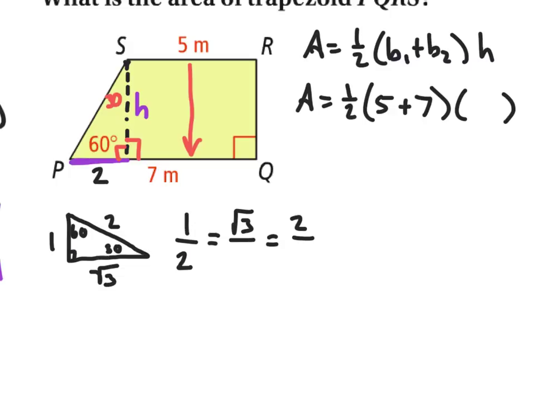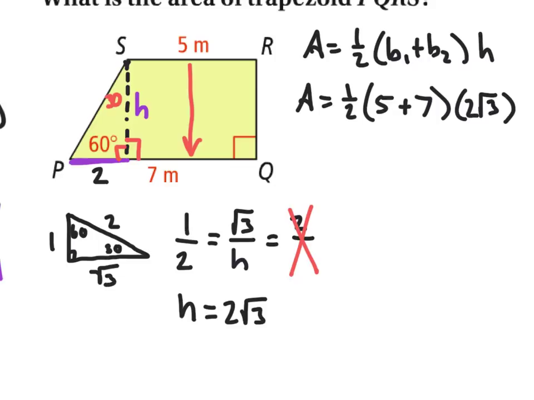That's a leg. Line segment PS is the hypotenuse of that triangle. And so therefore, I don't care about that part of my proportion because I'm not trying to find the hypotenuse. I'm trying to find the other leg. That other leg is going to be my height. So, if I cross multiply, I get h equals 2 square root of 3, which I can then plug into my equation.